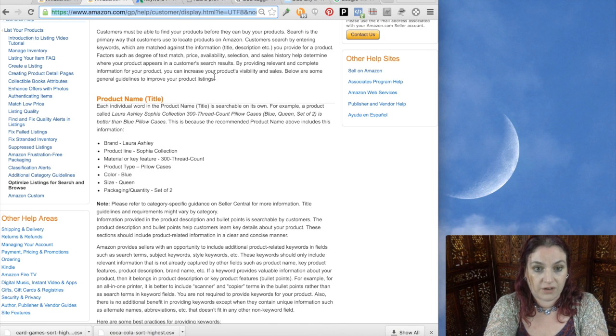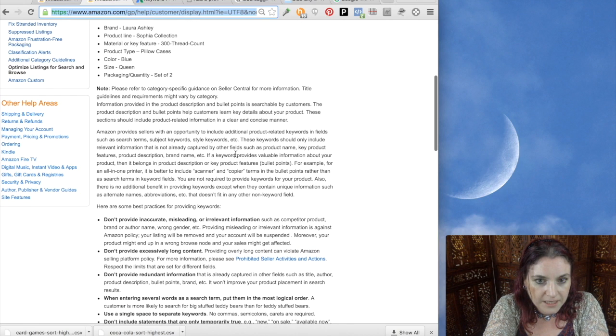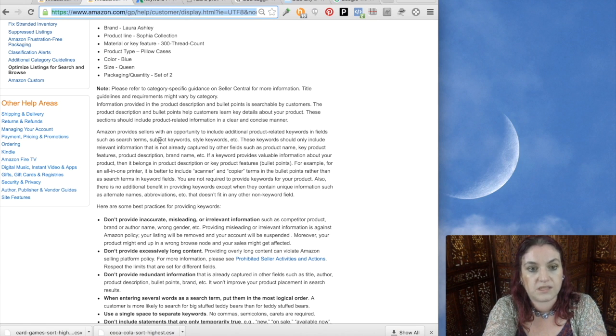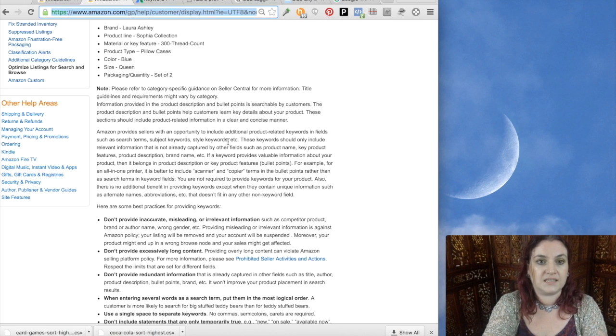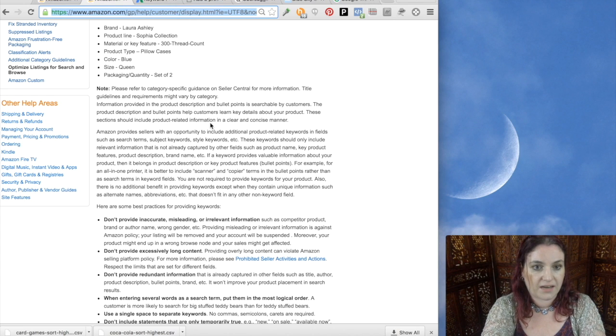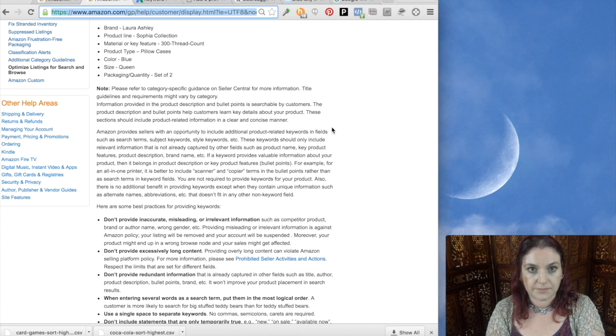Now, where it gets really interesting here, if we go down a little bit, it says Amazon provides sellers with an opportunity to include additional product-related keywords in fields such as search terms, subject keywords, style keywords. So we know that when you create a listing on Amazon, there are fields for keywords, and I'll show you those in a moment. But look at this line here. Information provided in the product description and bullet points is searchable by customers.